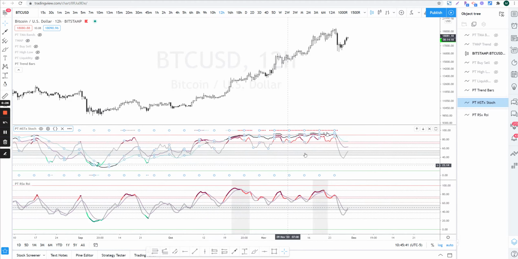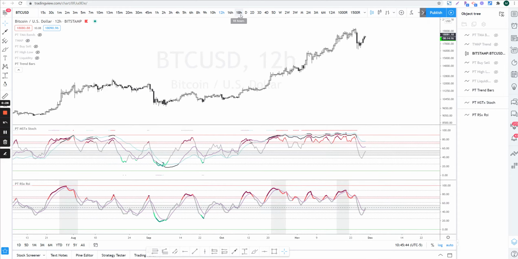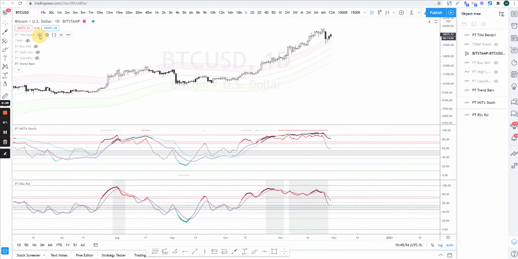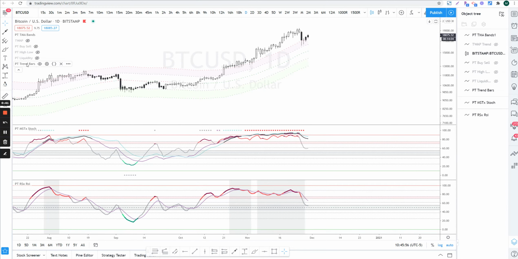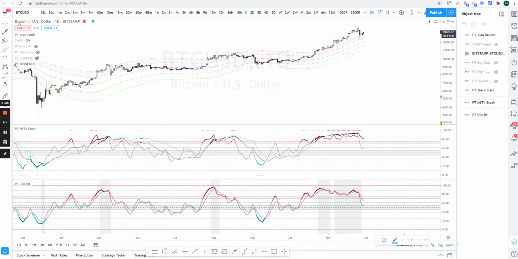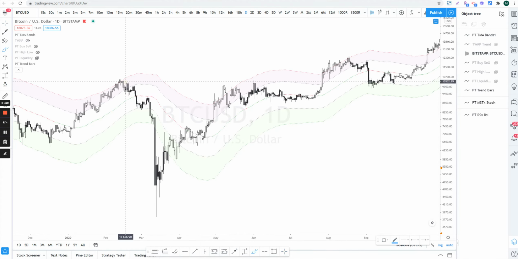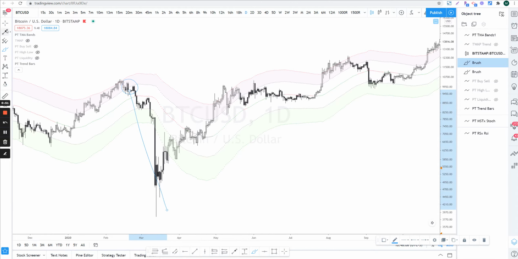Right? So this is your regular version. When you're looking at your regular version, you basically want to strictly look at the 12-hour, daily, and 3-day. Most important indicator for you to have is your TMA bands and your trend bars. Trend bars will give you your overall perspective of if we're bullish or bearish. So once you flip black, you're bearish.